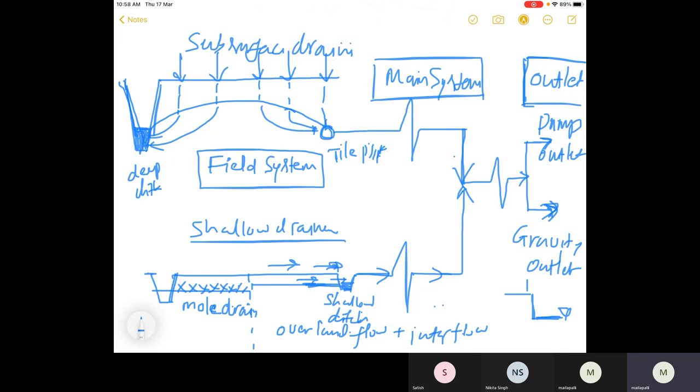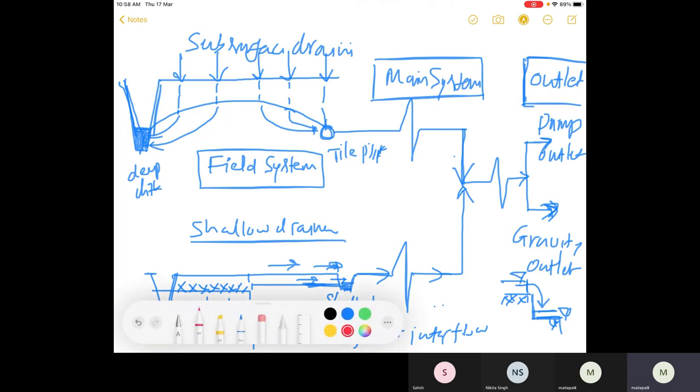So suppose this is the water level here, and this is the base. And of course, this is the base for this. So this is easier, right? Through gravity, you can dump the drainage water. Whereas in pump outlet, what happens?